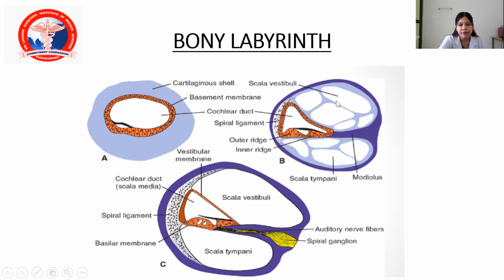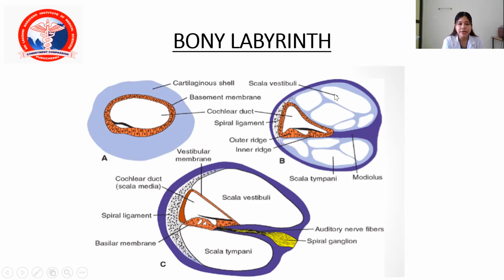Now, these perilymphatic spaces, which are filled with perilymph, are connected to each other at the apex of the cochlea. The apex of the cochlea is known as the helicotrema, where the perilymphatic spaces are connected with each other.